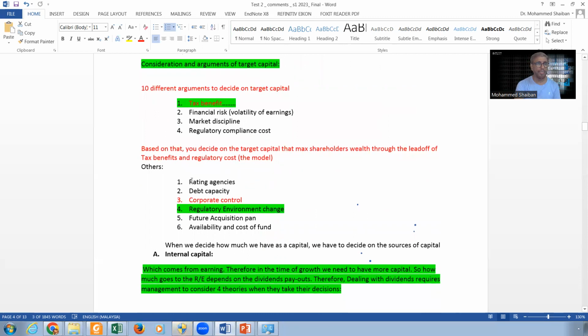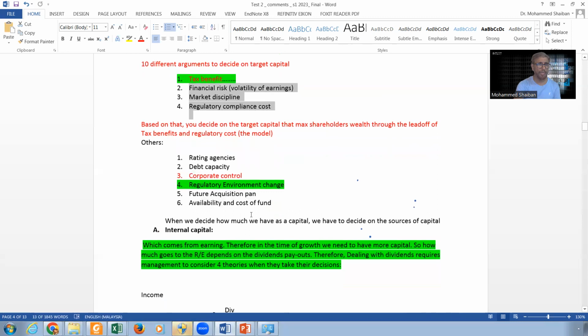We asked who is interested in the bank capital, and we counted around 10 parties: rating agency, debt capacity, corporate control, regulatory environment, future acquisition plan, availability, and then we also talked about tax benefit and financial risk. If you add those 4 plus those 6 factors, we are talking about 10 factors. Only corporate control and tax benefit are calling for less capital. The rest are calling for more capital. So please be aware of that.